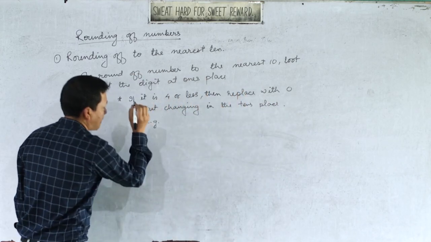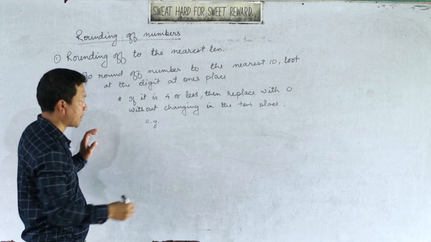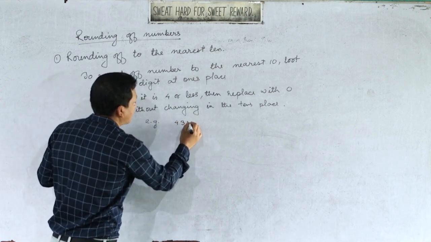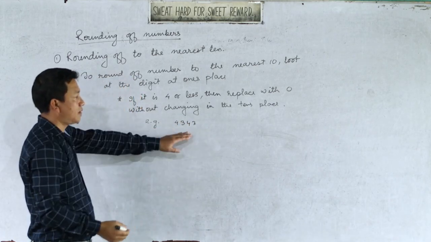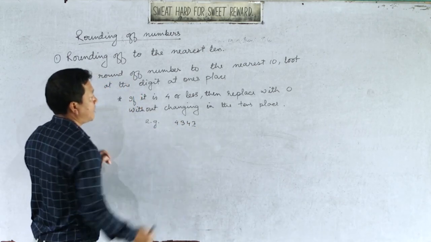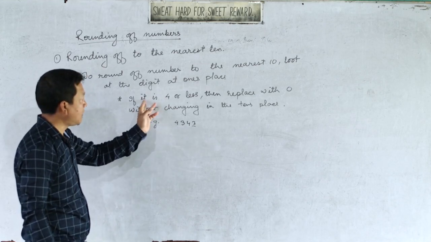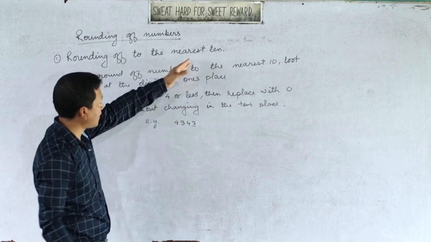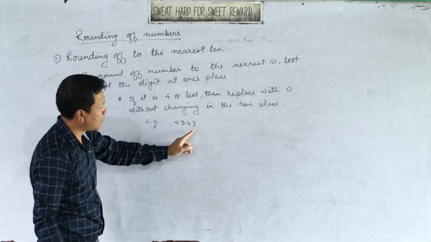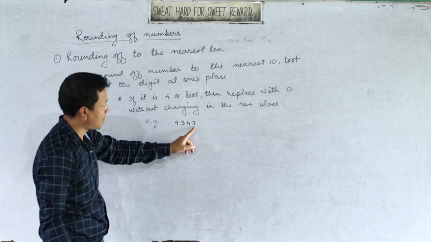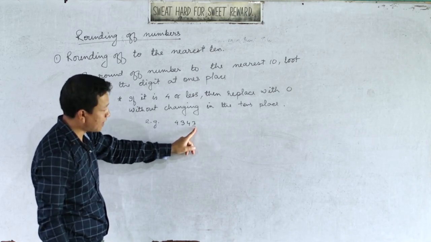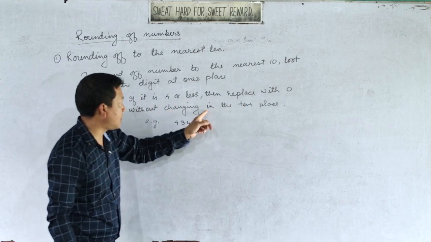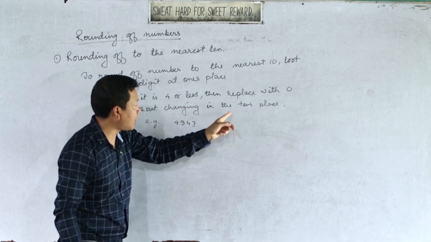I will give an example. I will take any number, 4,343. The digit in the ones place is less than 5. The number in the ones place is 3. Then replace it with 0, without changing the digit in the tens place.